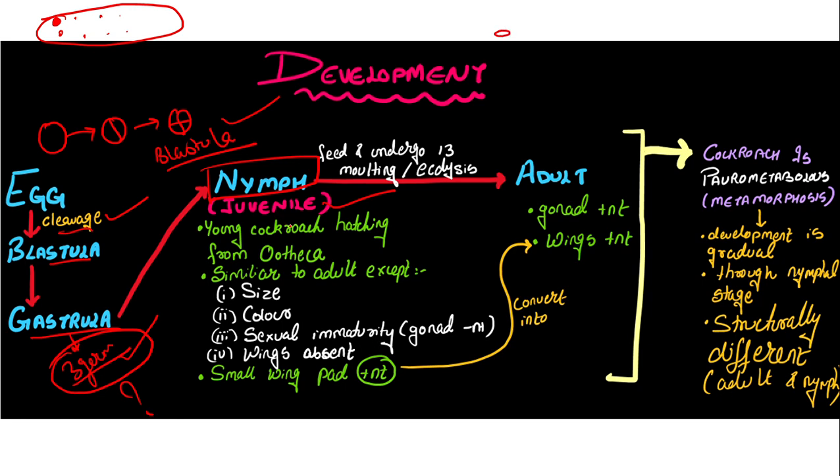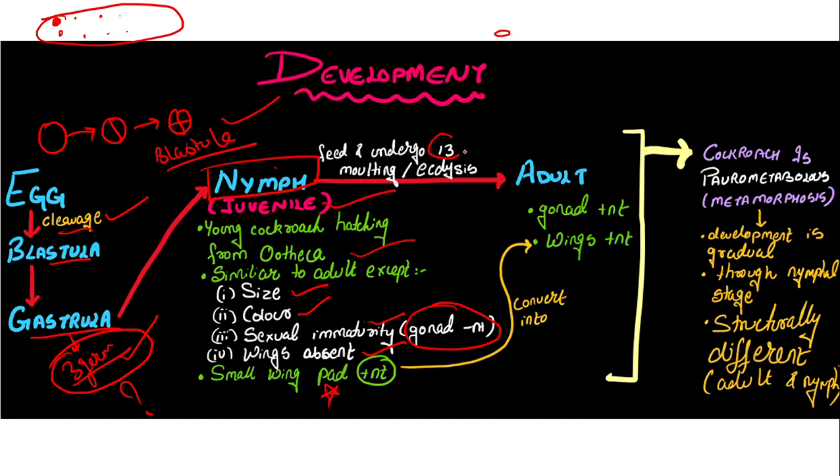जो आप छोटे छोटे cockroach देखते हो ना, that is nothing but the juvenile cockroach. Juvenile cockroach में what happened? It is the young cockroach just hatched out of the ootheca. It is similar to adult except size में छोटा होगा, कलर में lightish in color as compared to the adult. Sexual immaturity रहेगी. Gonads will be absent and wings will be absent. Instead of wings, small wing pads will be present. This was a neat question. Small wing pads will be present.